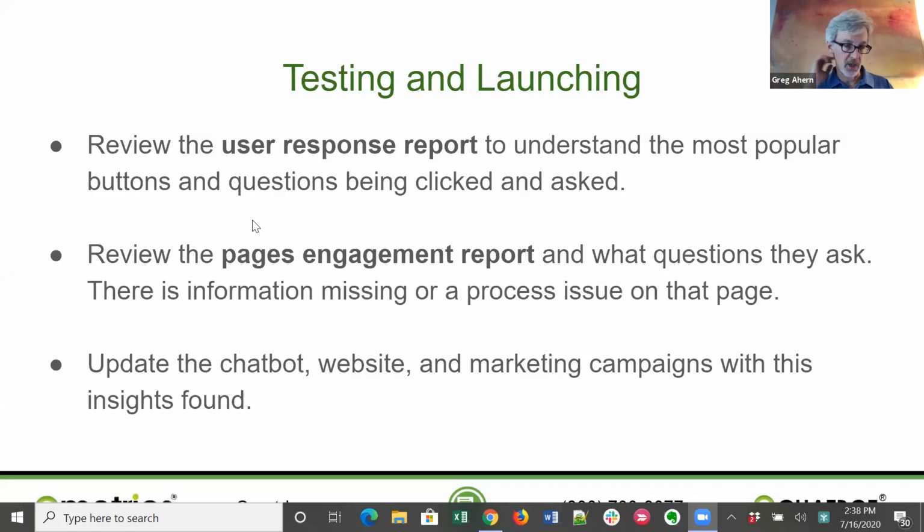Or add it to the product page, what have you. The page engagement report shows where on the site they engaged with the bot. This often tells us there's something wrong with that page. If everyone's always engaging on a particular page, then we know something is wrong about it. They're not getting the questions they have answered on that page.